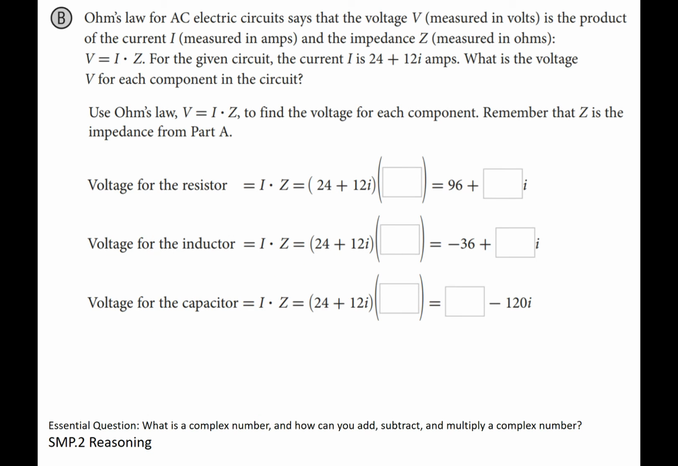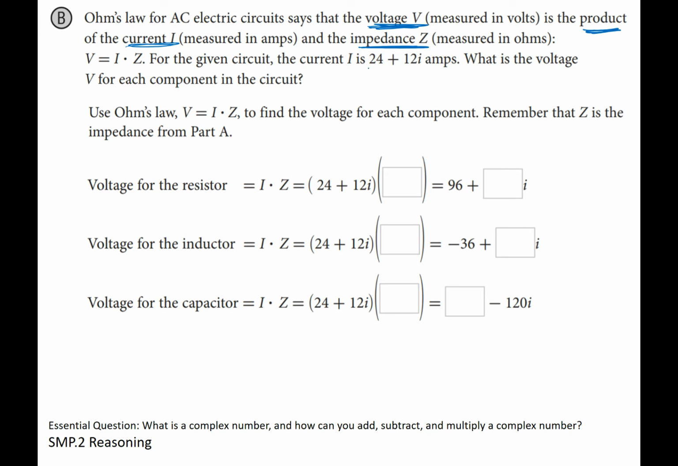Ohm's law for AC electrical circuits says that the voltage, measured in volts, is the product of the current and the impedance. That's interesting. Now you've always seen voltage on batteries, but here it's the product of the current and the impedance. We're going to multiply those two together. So voltage equals I times Z.